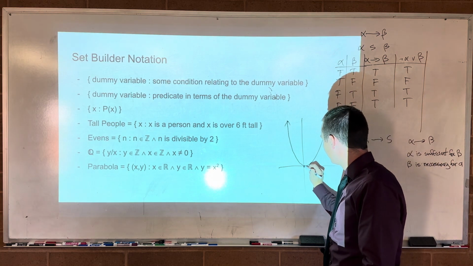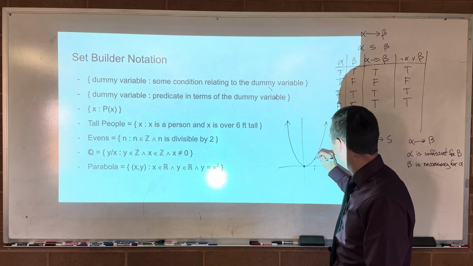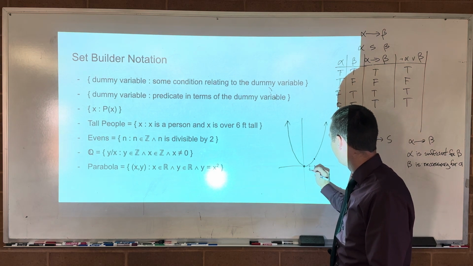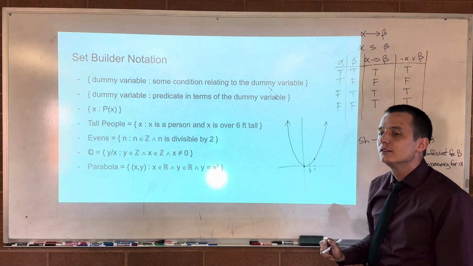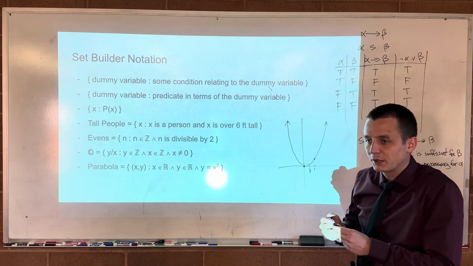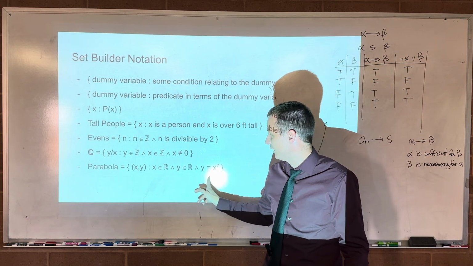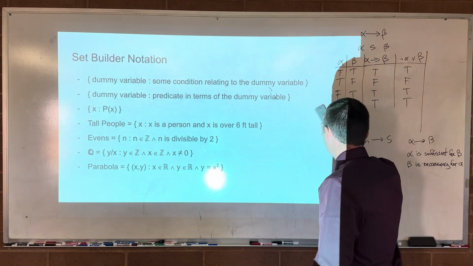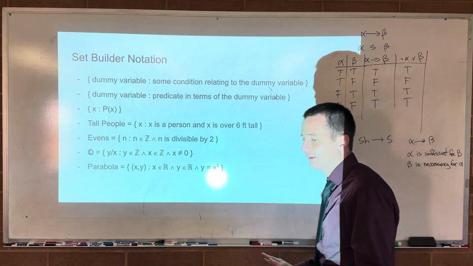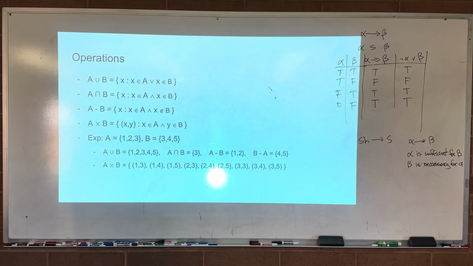We could pick 0, 0. We could have picked x over here to be 1, then y would have been 1. If we would have picked x to be 1/2, then y would have been 1/4. And we would plot this parabola. If we picked every possible real number x, got the corresponding y that satisfied this, that would give us all the points on a parabola. Okay, so there's some examples building up some sets using this set builder notation. We're going to use set builder notation a lot, so good to get comfortable with it.